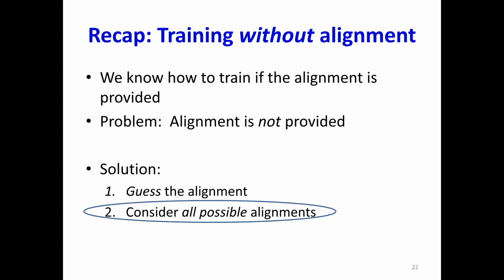And so instead of guessing the alignment, we know how to train if the alignment is provided. We've just seen this in some detail. The problem is that the alignment is not provided. We could have guessed the alignment, but we saw issues with it. So now, what is the alternative? Let's consider all possible alignments. So let me give you an example.